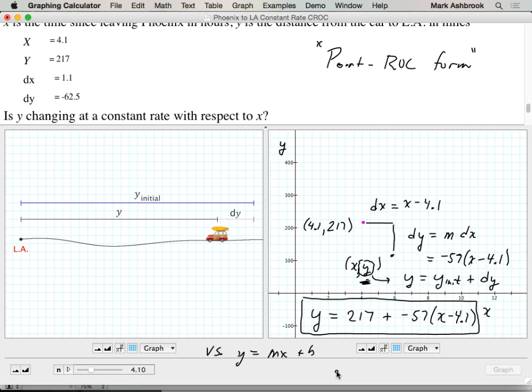Okay? But now she's saying everything has meaning. So 217 and 4.1, that's what we're, in this particular version of the line, using as our initial point. And then the rate is negative 57. So what else has meaning? What does all this mean that I'm circling right now? dy, right? dy, how much y changes from our initial y value. And what is just the x minus 4.1? The dx from our initial x value, right? Other comments? Advantages to this?